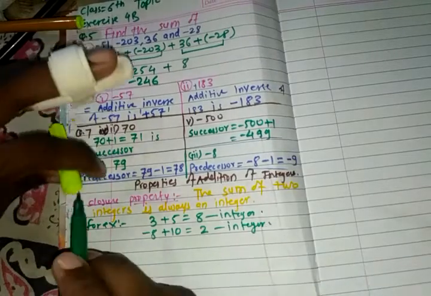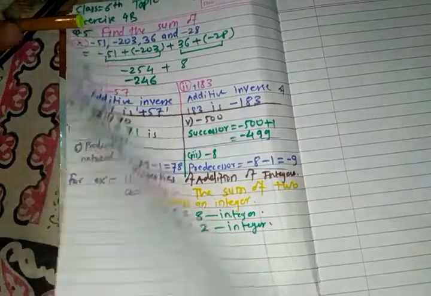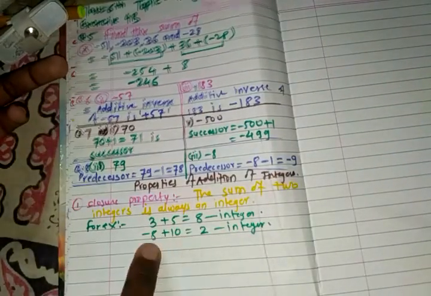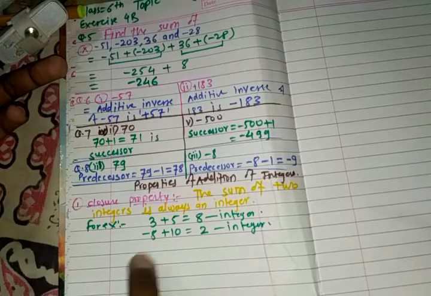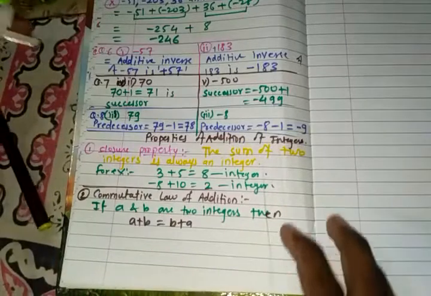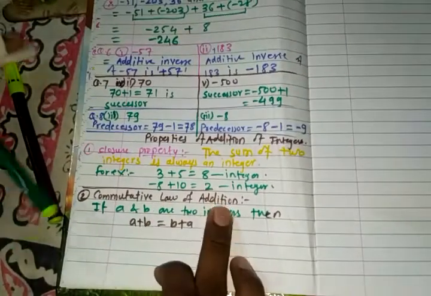So in this way, closure property is saying that whatever integer you take, their addition is always an integer.